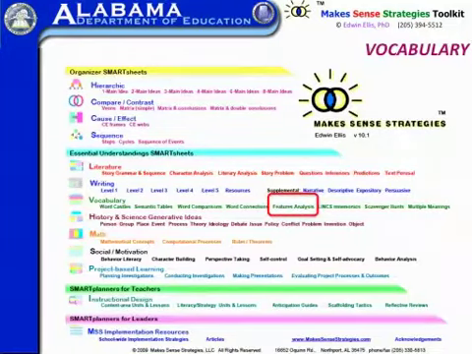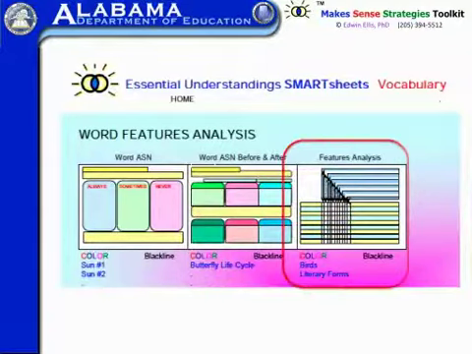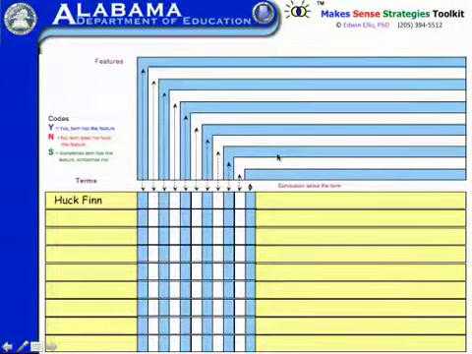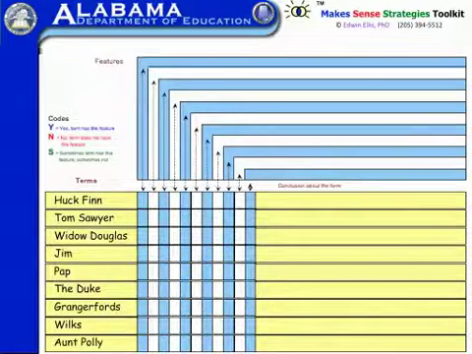Features analysis is another one that's really cool. If you click on that, it will bring up this page. And so I'm going to bring this one up. And basically what you have is various terms you're looking at. And these are elements to definitions or features of those terms. So for example, in this case, we'll do characters. And so these are various characters from Huck Finn. And then we have personality characteristics.